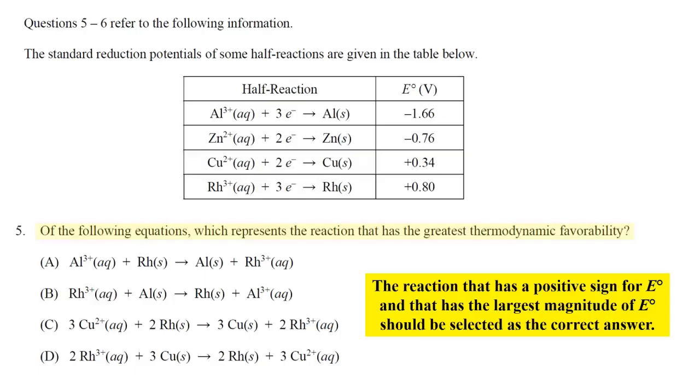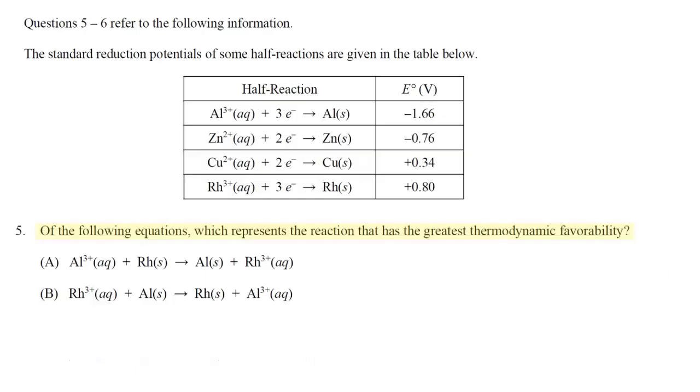So I'm going to start with choices A and B. And we can see in choices A and B, they involve aluminum, Al, and rhodium, Rh, which means we have to combine the first half reaction listed in the table with the last half reaction listed in the table. Now, since I'm not sure which of these half reactions should be reversed, I'm going to just make a choice and see what happens. So I'm going to leave the aluminum half reaction unchanged, which means it would be aqueous aluminum ions on the left, solid aluminum on the right, with a cell potential of negative 1.66 volts.